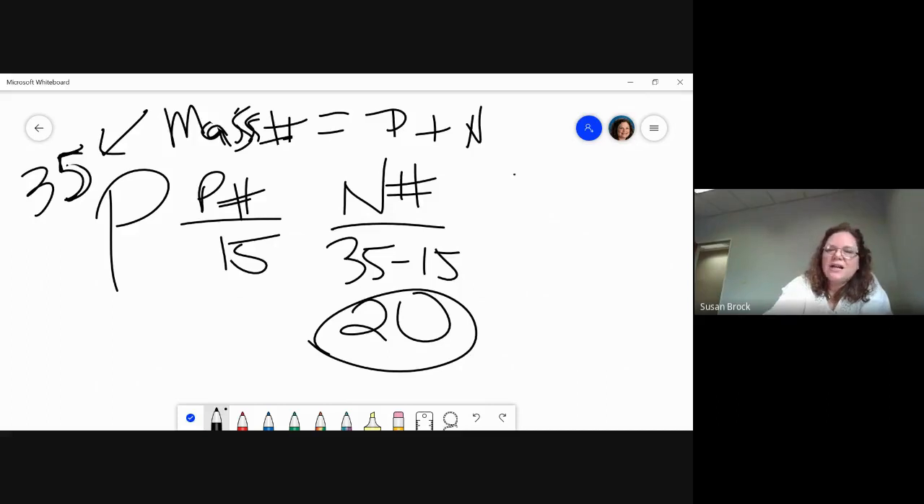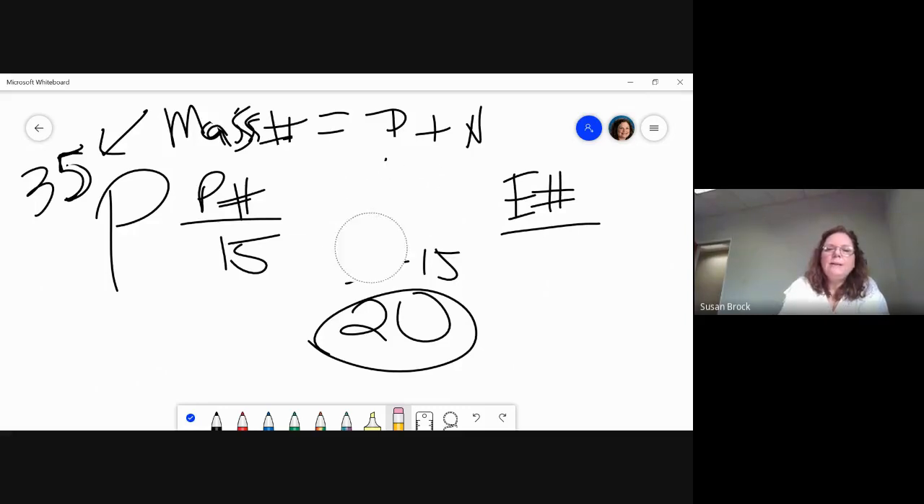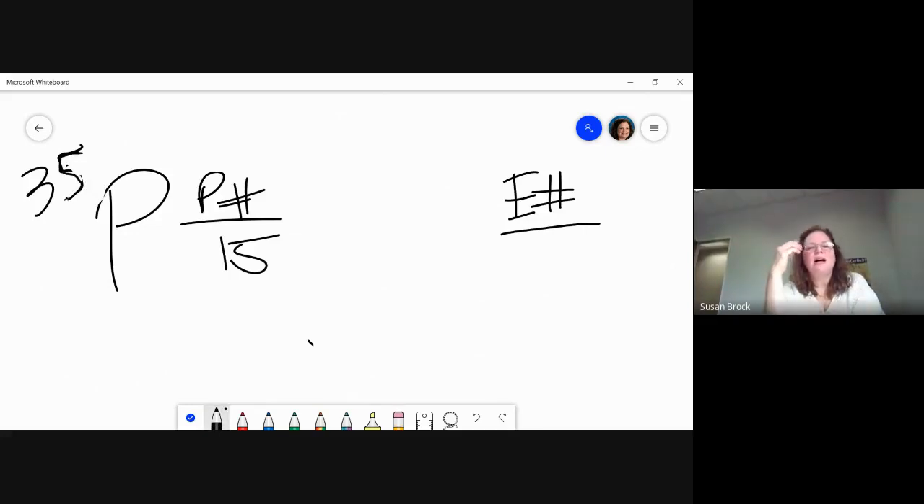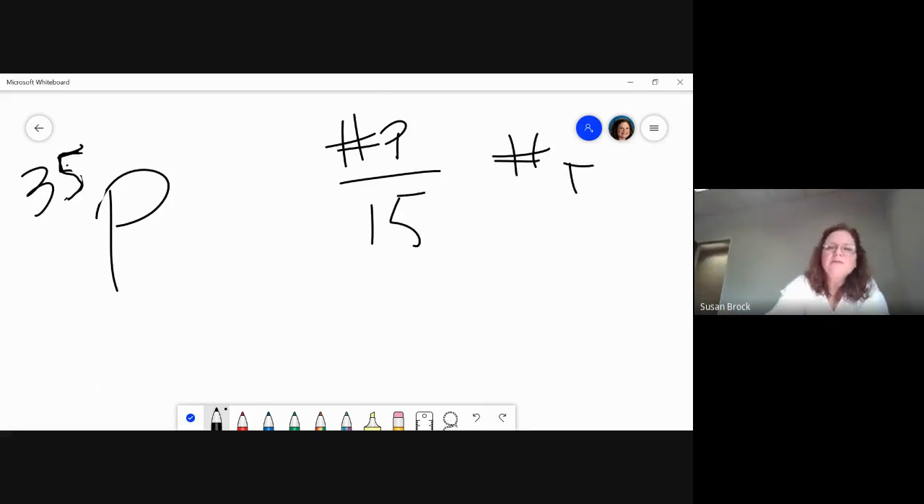And then we just have to look at the number of electrons. Well, that's when we have to not look at the mass number. Mass number has nothing to do with ions. So when we look at the number of electrons, we're deciding whether it's an ion or not. So we know the number of protons is 15, and we want the number of electrons.